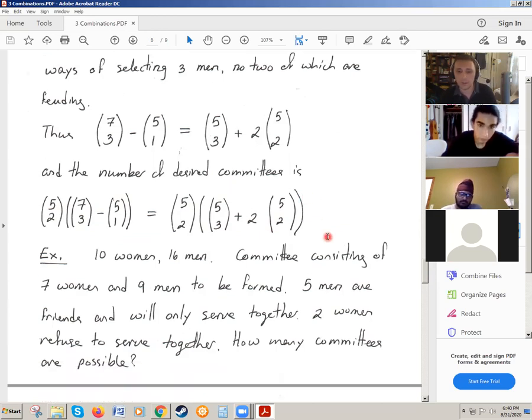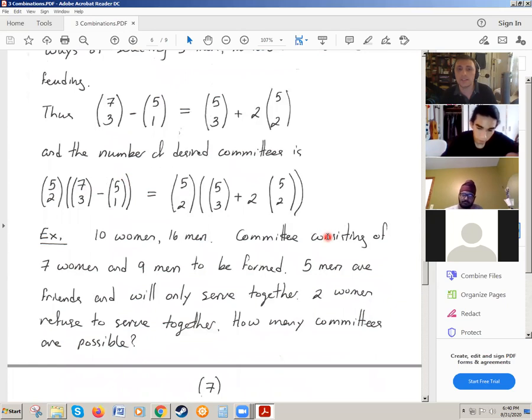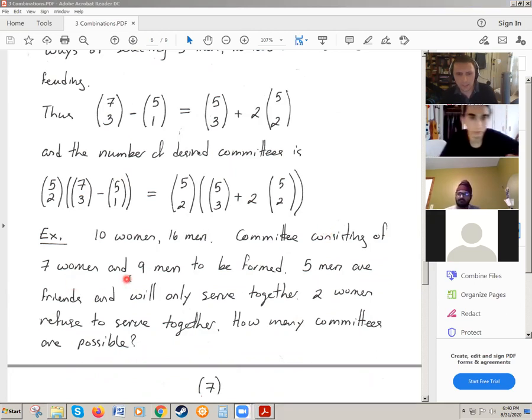Okay, let's try another question. So we have 10 women and 16 men. And in this case, guys, it's a play on this. We need to select 7 out of 10 women, and 9 out of 16 men. 5 men are friends and they are always together, so either they are all together or none of them is. And 2 women are enemies in this case. So those are the 2 conditions: 2 women don't like each other and 5 men will not be separated. How many possibilities to form committees now?